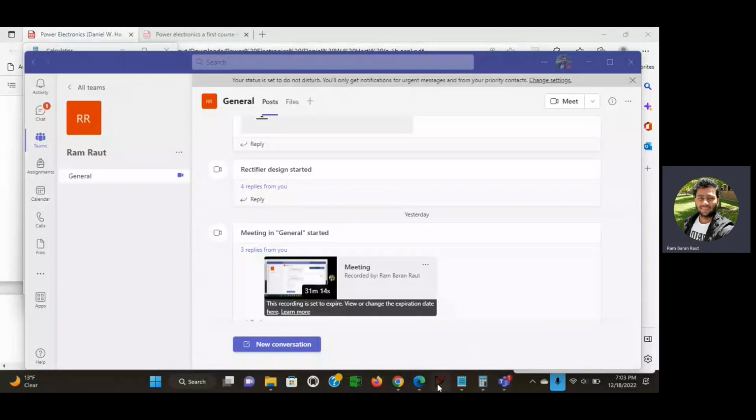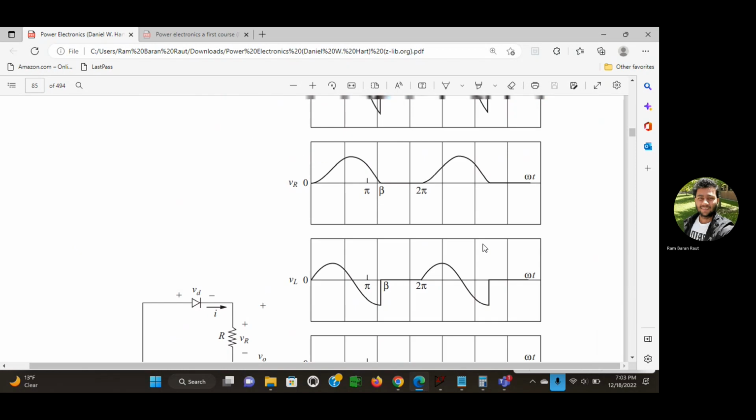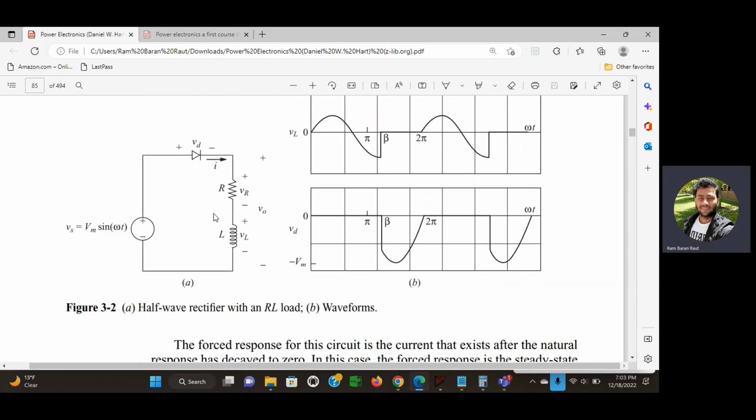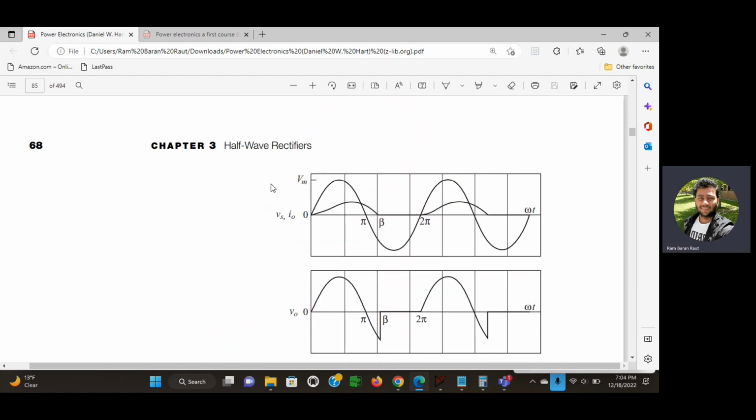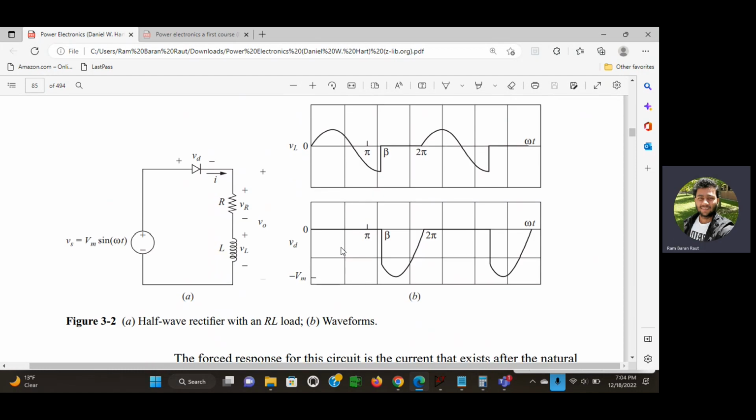So this is the circuit which we are going to analyze. This is the half wave, the sinusoidal AC source. And this time we have added inductance in series with the resistor. These are the waveforms we are going to analyze with LTspice.